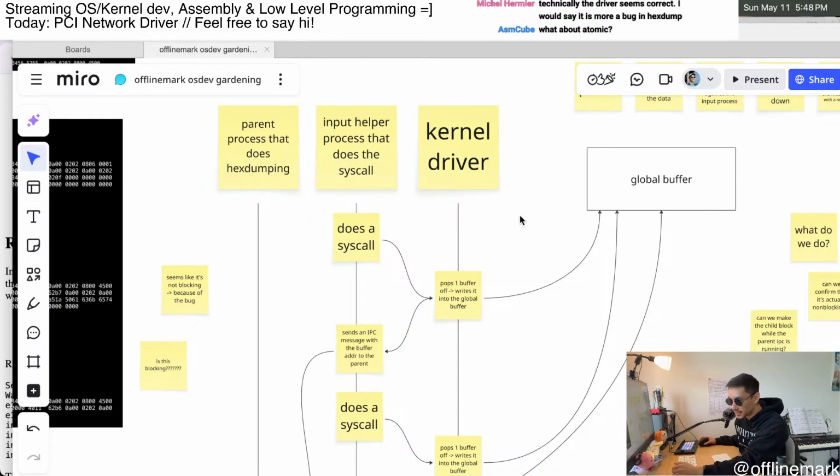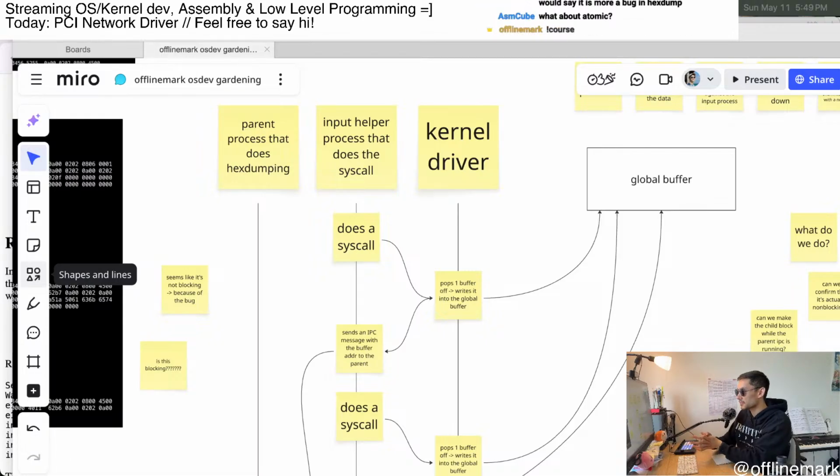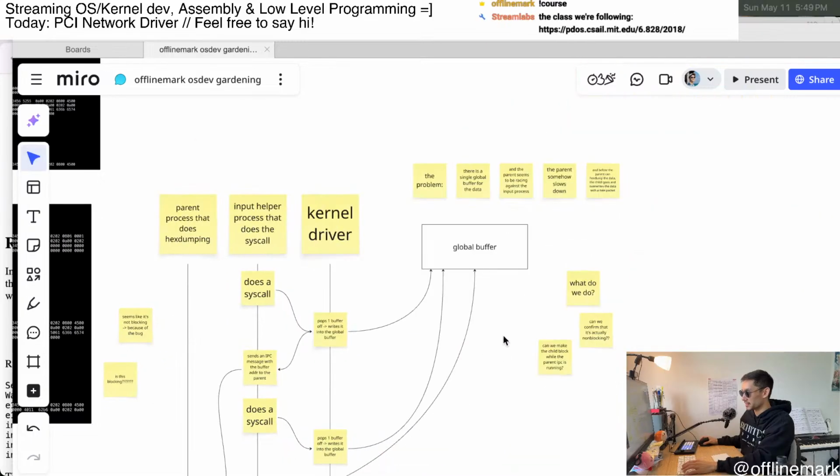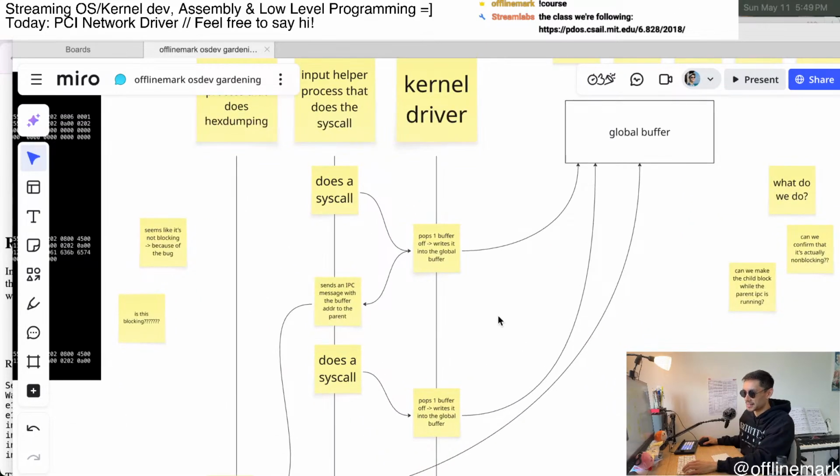And what kernel are you messing with? Yeah, it's the kernel from this MIT operating systems course that I'm following. So I didn't write a lot of it. I mean, but I did write a bunch of it at this point. What about atomics?